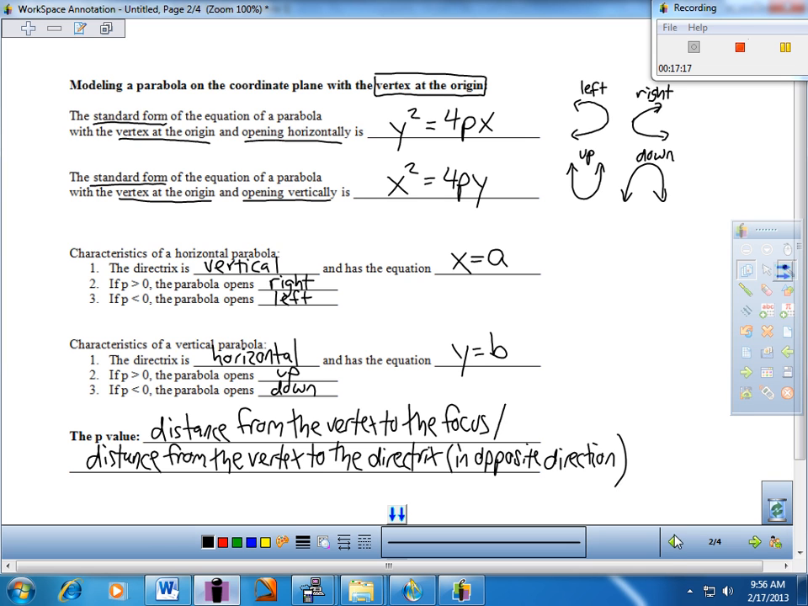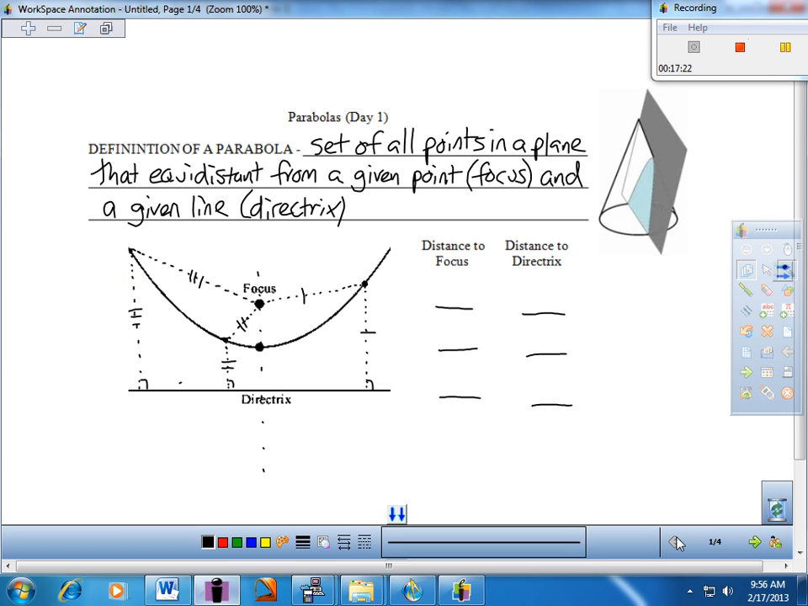So let me go ahead and go back to my screen just for a moment. And everyone, I hope you agree that this is the vertex right here. So if I asked you for the p-value, by definition, the p-value is going to be from the vertex to the focus. So this right here is p.